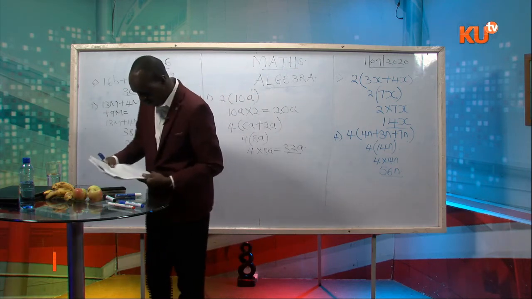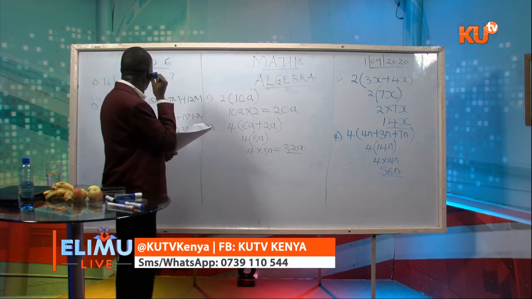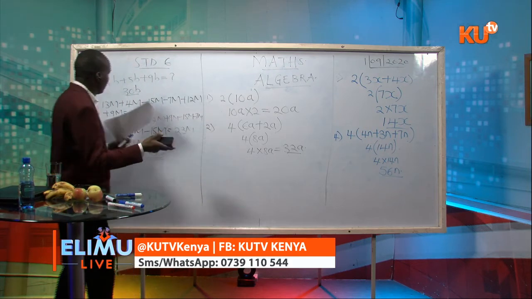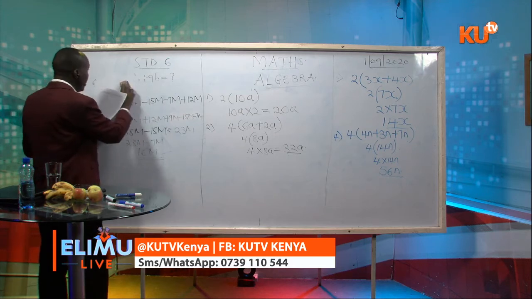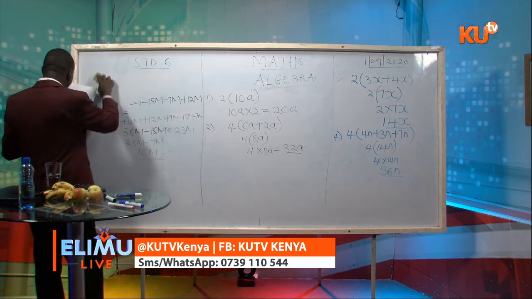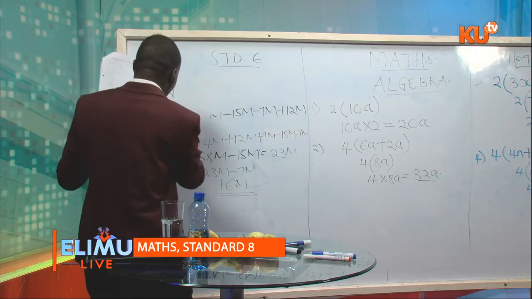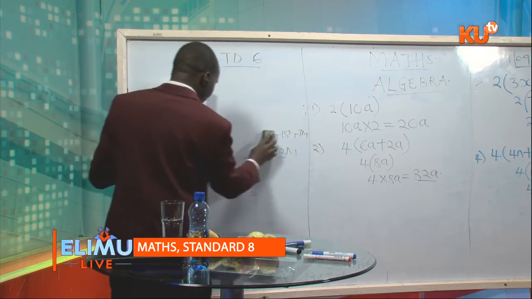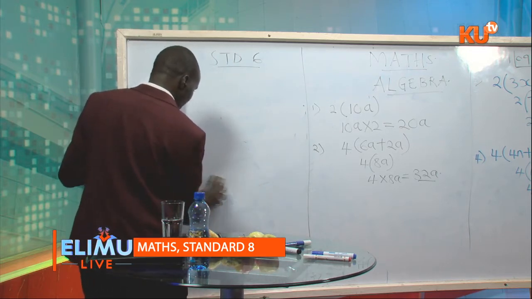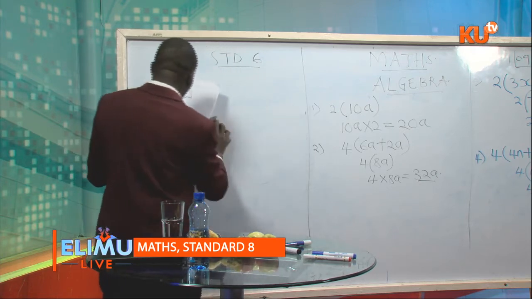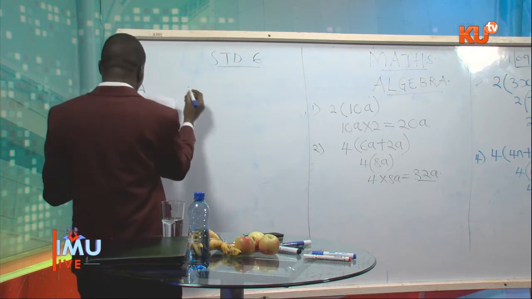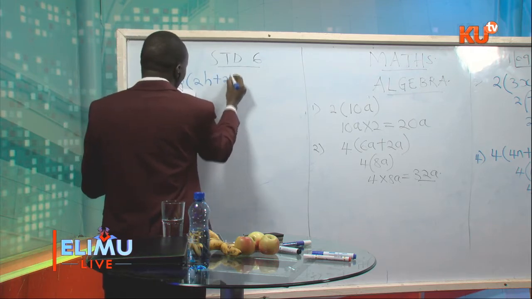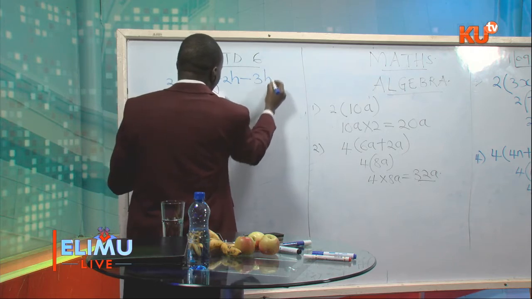We move on to our next example, whereby we have 20, open the brackets, 2h plus 2h, take away 3h, close the brackets.